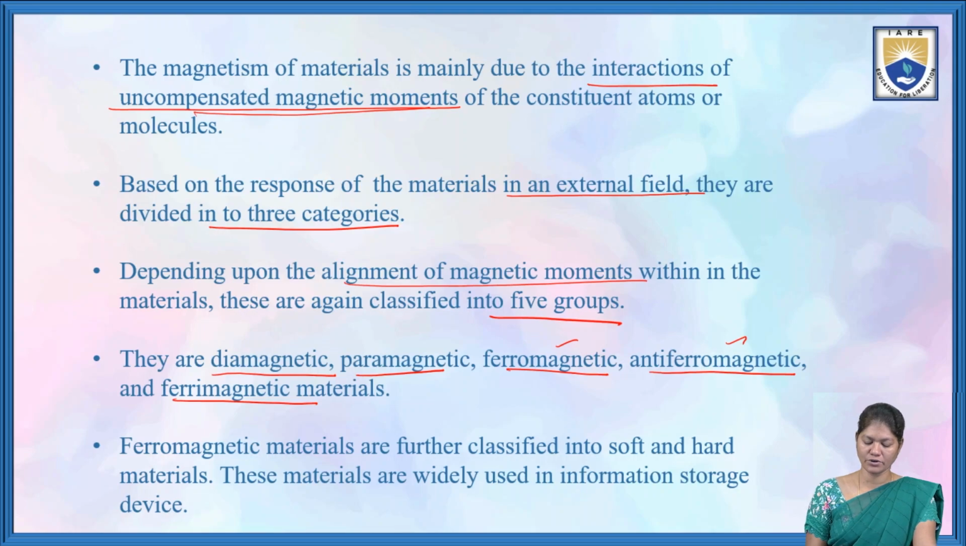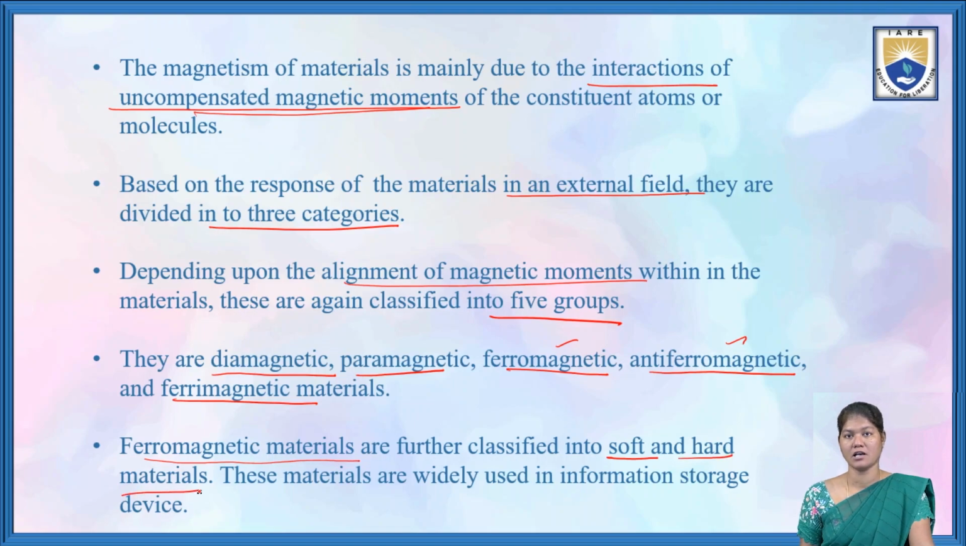Ferromagnetic materials are further classified into two types: one is soft material, another one is hard material. These soft and hard materials are widely used in information storage devices.